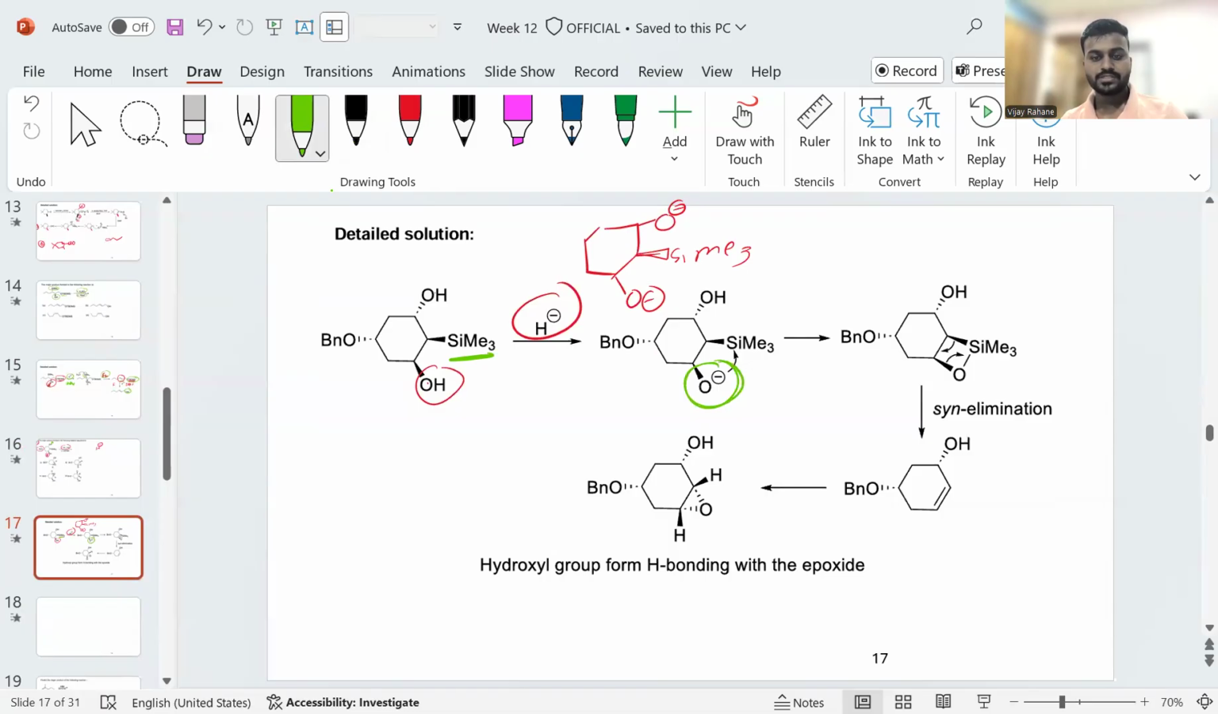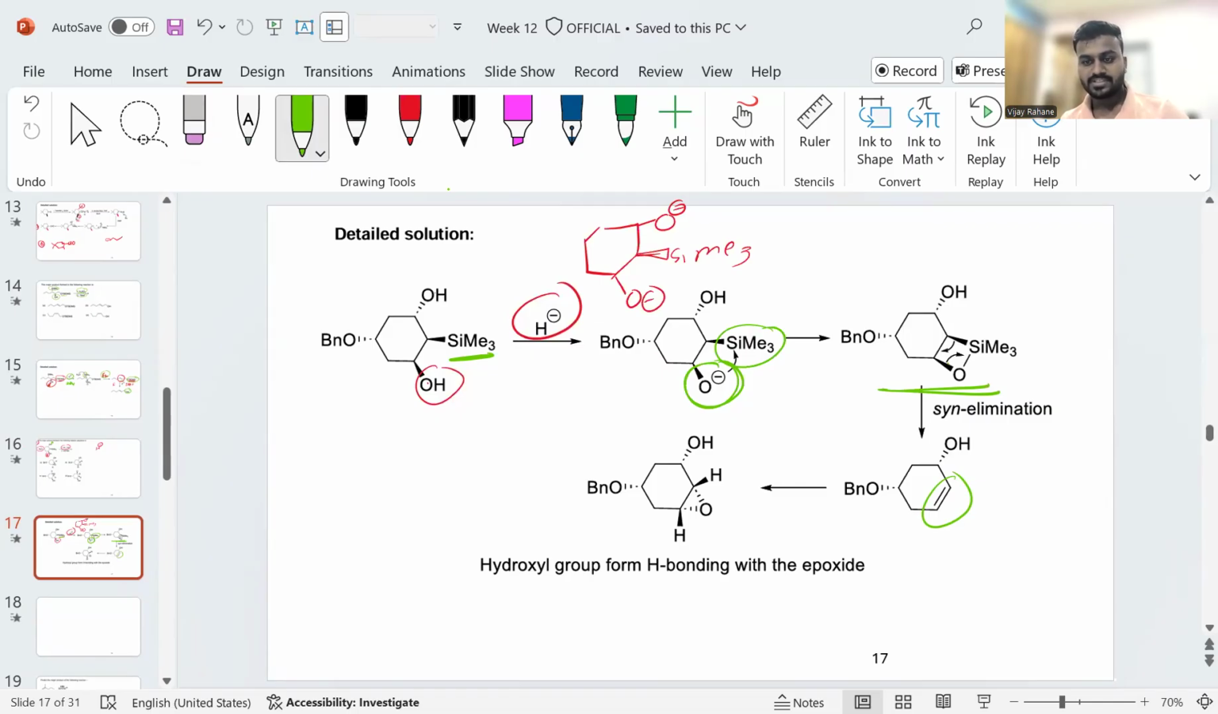This negatively charged O attacks the silicon, because it is in a syn fashion, so they are close to each other. This group forms this four-member ring, which then gives formation of the olefinic double bond. In this fashion, if you look here, you can observe the bond movement from this structure. This O-Si bond is newly formed.